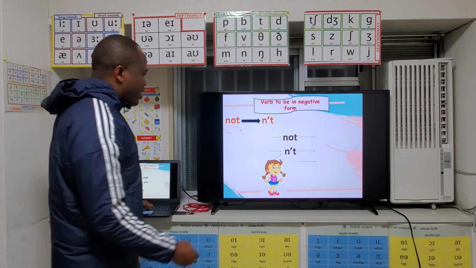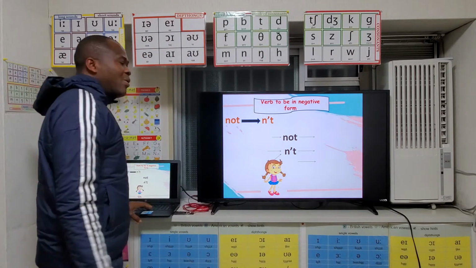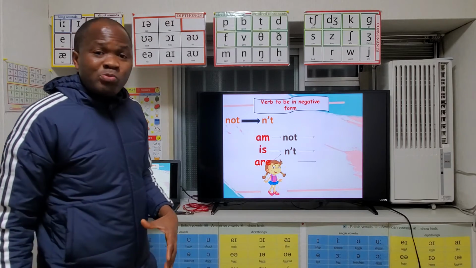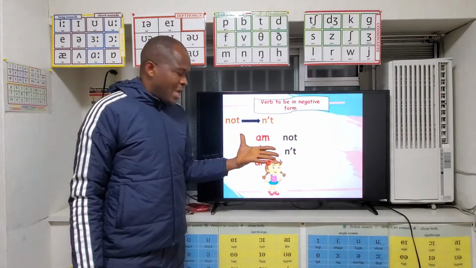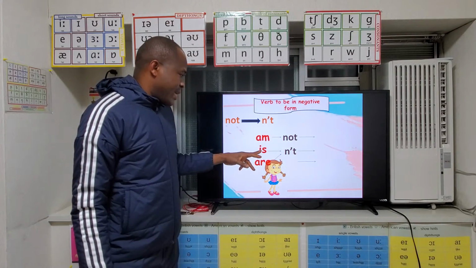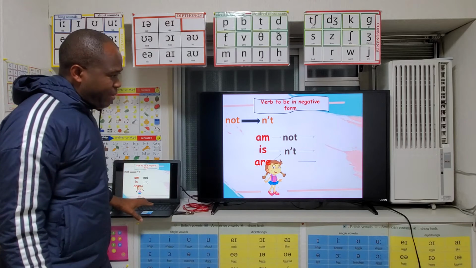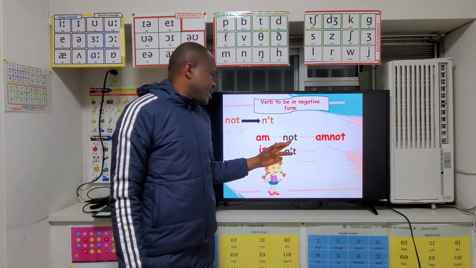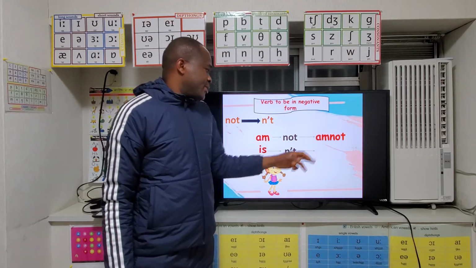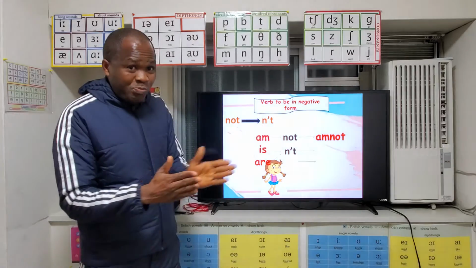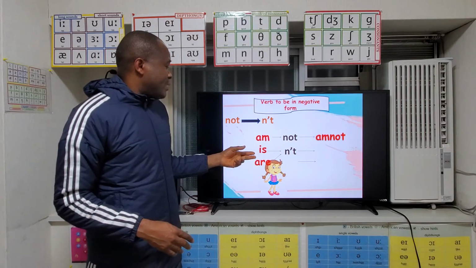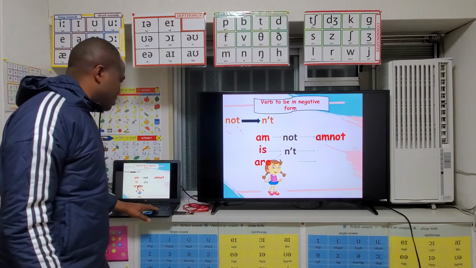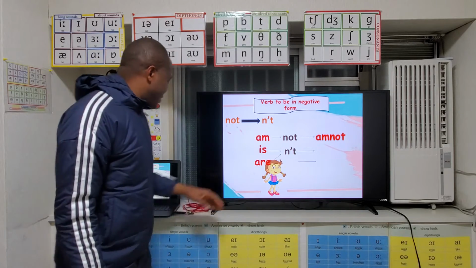Once we are able to contract it, then we'll be able to make our negative statement. Let's look at some examples. We need the help of the to be verbs to enable us to make our negative statement: am, is, are. So for example, I am not. The short form is I'm not. It's almost the same, but we just put it together: I'm not. And the next one, is, the short form is isn't, and are also takes the same thing, n't.